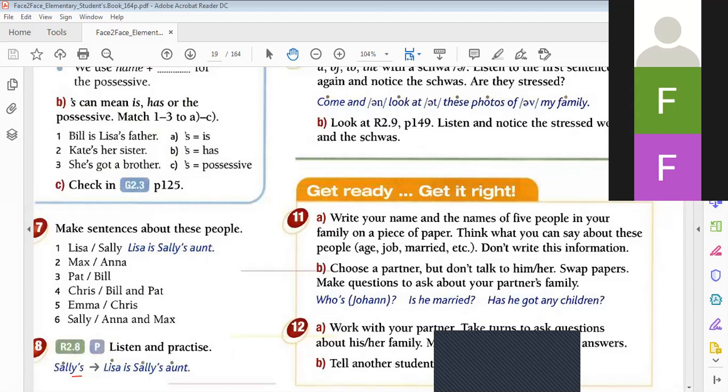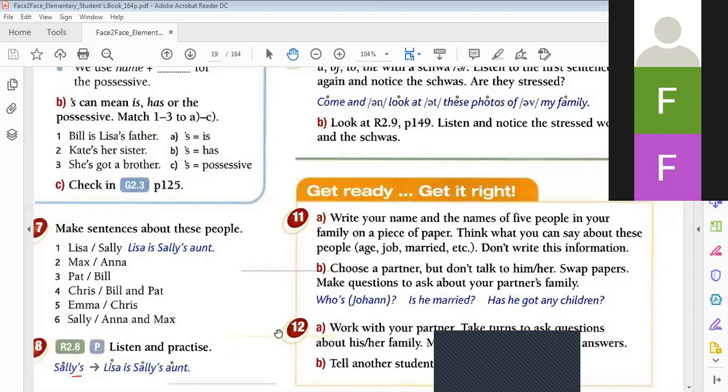Max's. Sally is Anna and Max's daughter. Okay, Fatima too, did you hear it? Sally is Anna and Max's sister. Daughter, not sister. Daughter. Mm-hmm. But you have to say Anna and Max's daughter. Okay, can you repeat it, please? Anna and Max's daughter. Good. Yes, Sally is Anna and Max's daughter.